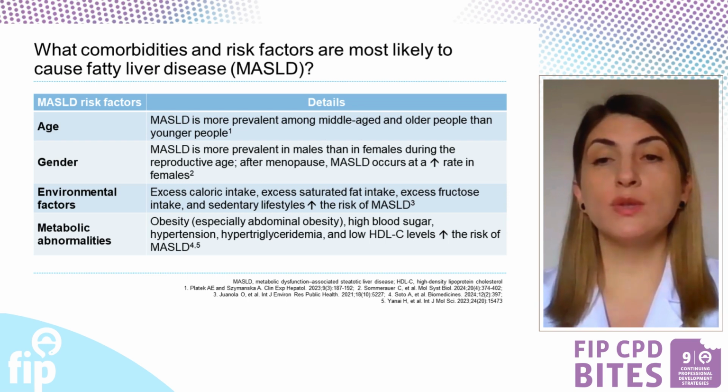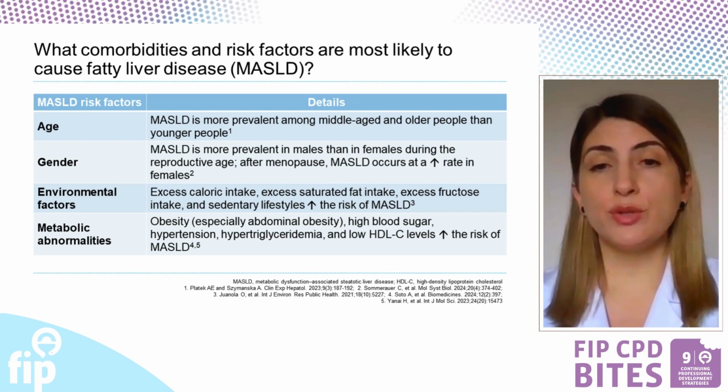Moreover, MASLD is closely associated with metabolic syndrome, and current theories suggest that insulin resistance is the primary underlying pathophysiological mechanism. Components of metabolic syndrome are not only highly present in patients with MASLD, but they also increase the risk of MASLD development. The established metabolic conditions for developing MASLD include obesity, especially abdominal obesity, high blood sugar, hypertension, and dyslipidemia, such as hypertriglyceridemia and low HDL cholesterol levels.